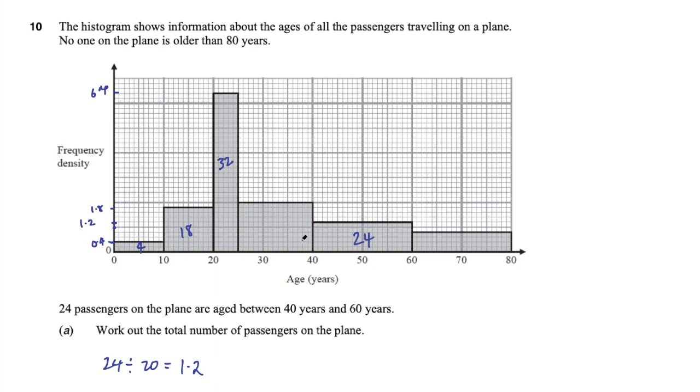The next bar has a height of 2. 2 times 15 is 30. And the next one has a height of 0.8. 0.8 times 20 is 16.